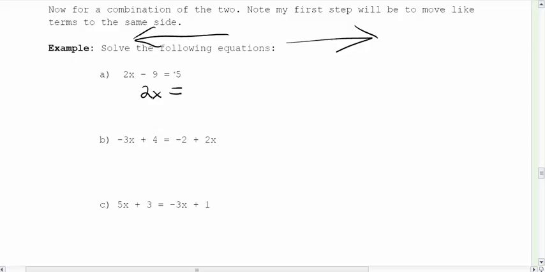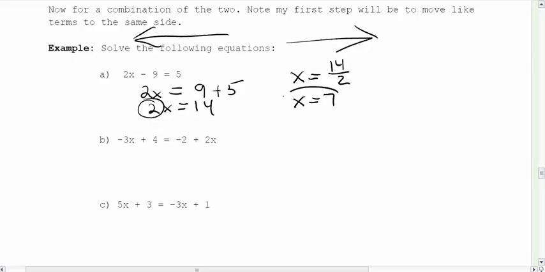Now I look through again. That's okay. The minus 9 doesn't have an x. How do I move a term? Change the sign. The 5 is okay. So I have 2x is equal to 14. Now I have a coefficient I would like to move. It's a 2. Since I'm multiplying by 2, I can bring it to the other side dividing by 2. x is equal to 7. That's the solution to the problem.